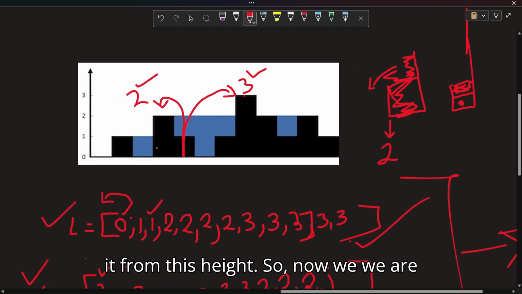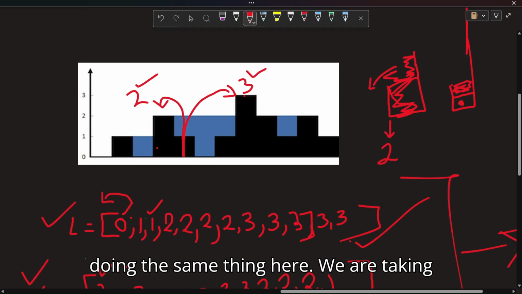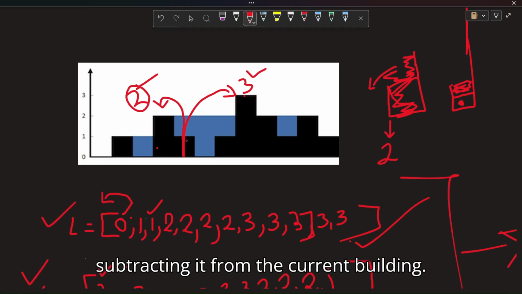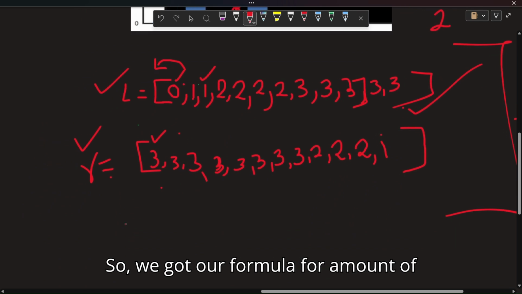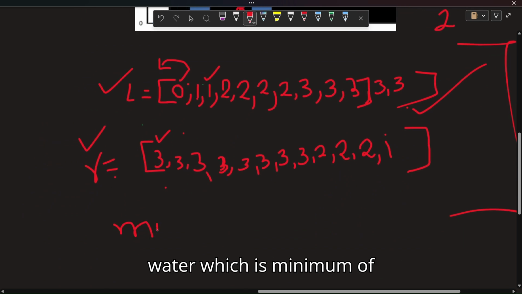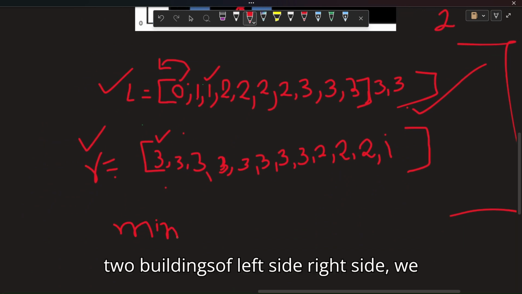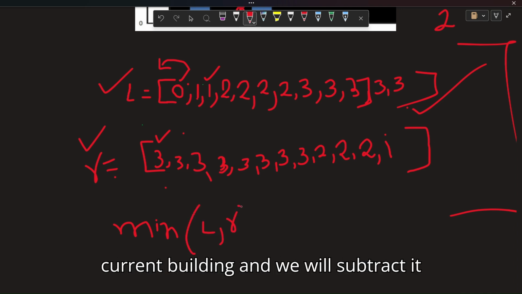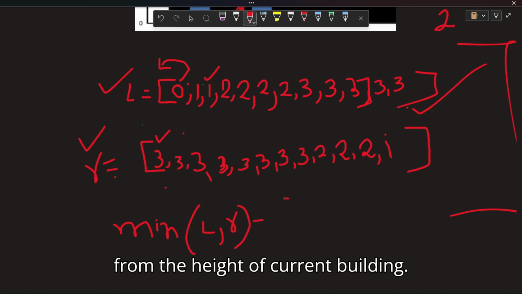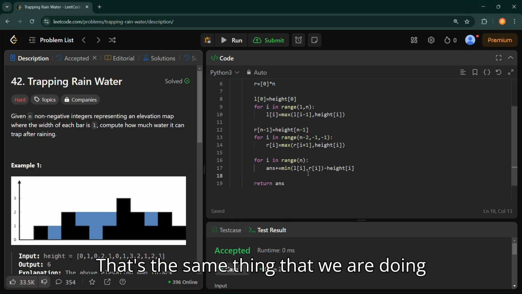So now we are doing the same thing here. We are taking the minimum of 2 buildings and we are subtracting it from the current building. So we got our formula for the amount of water, which is the minimum of the 2 buildings of left side and right side. We will take the minimum of left and right for the current building and subtract it from the height of the current building. That's the same thing that we are doing here.